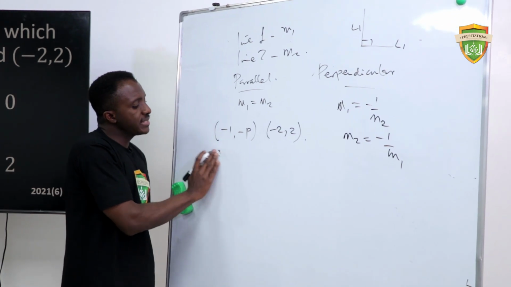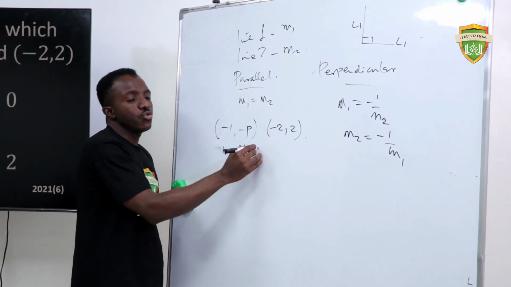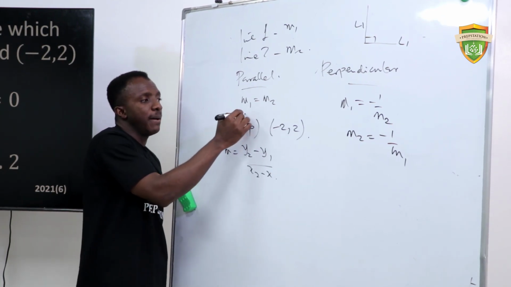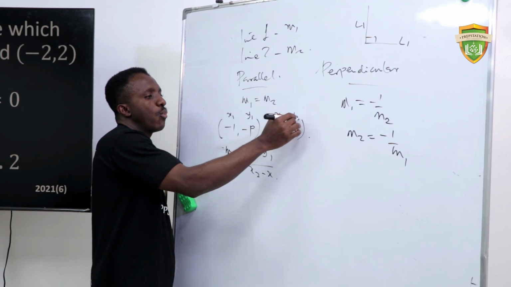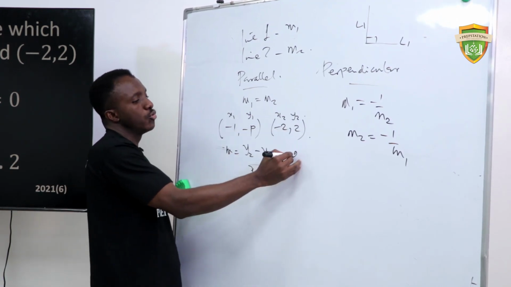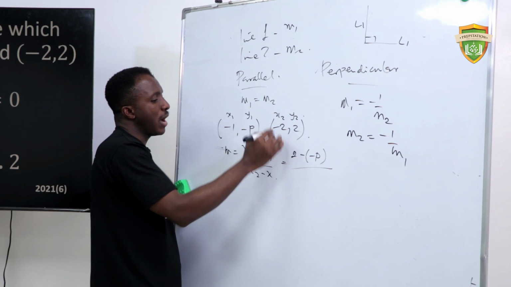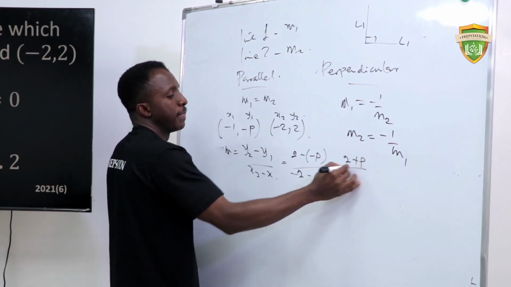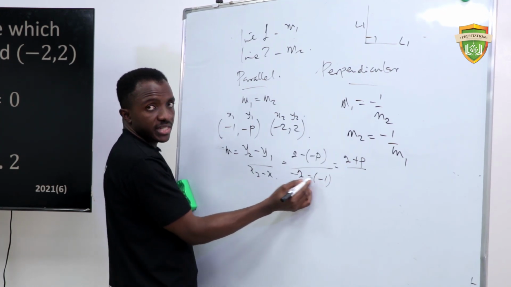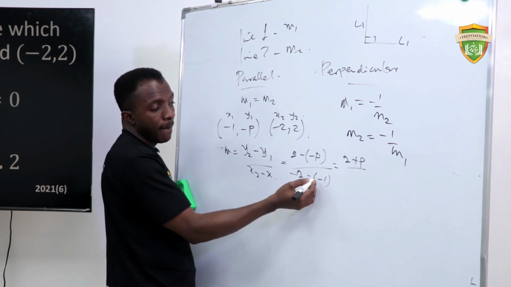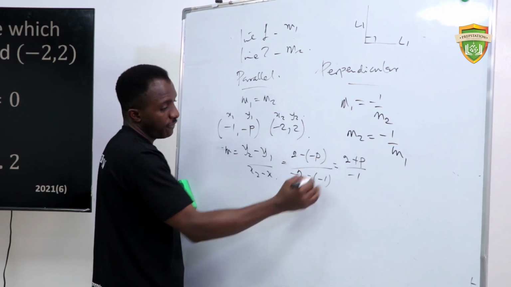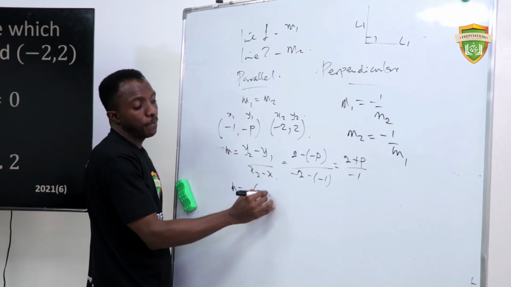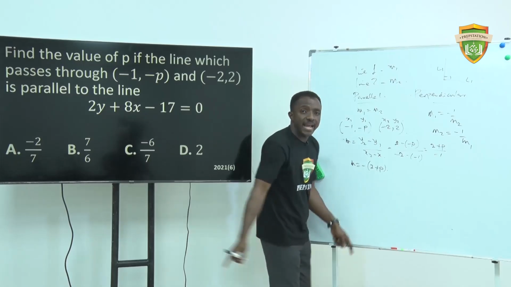Now gradient is M, given as this, y2 minus y1 over x2 minus x1. How do we find that? This is x1, y1, x2, y2. So let's apply (2 minus P) over (-2 minus 1). So this is 2 plus P over, this is plus, right? Minus 2 plus 1 is minus 1. So if you deal with that, the gradient here is minus 2 plus P. Now that is for the first line.